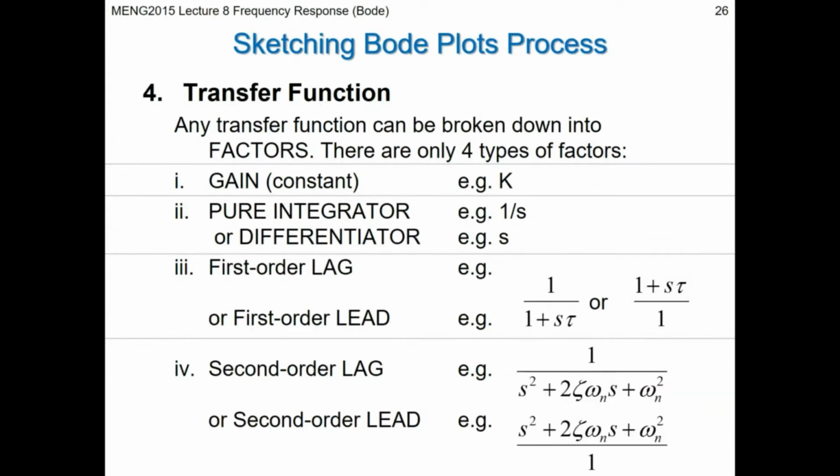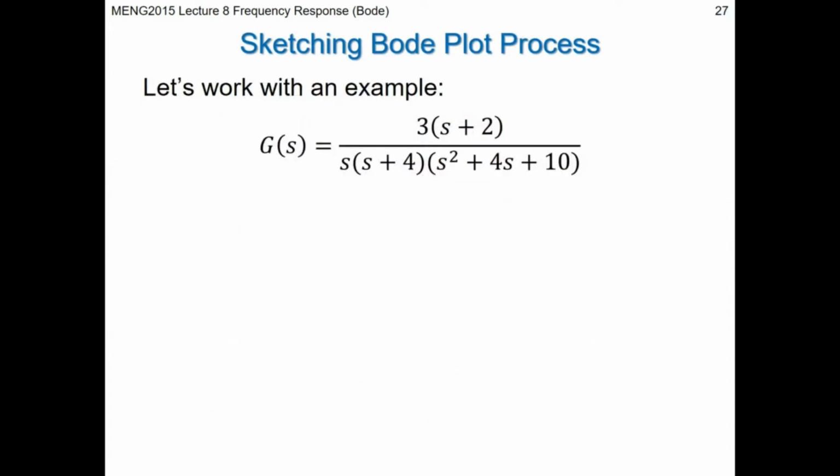The 4th type of element we could have in our transfer function is a second order lag or a second order lead. This is familiar from a standard second order transfer function. This is the same function, but the quadratic is on the numerator here. So this is a lead, and the first one, on top, is the lag. So let's have a look at an example, the easiest thing to work with.